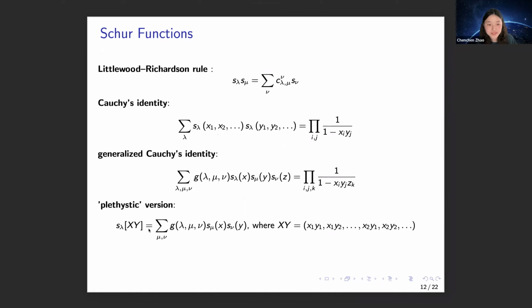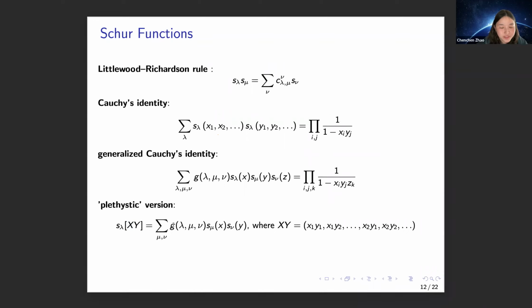And there is a Cauchy-style version of the identities. If we use, instead of x, the parameter xy, which is the product of x and y, so the contents are x1 y1, x1 y2, x2 y1, x2 y2 and so on, then S lambda of xy will be equal to the sum over partitions mu and nu of the Kronecker coefficient g lambda mu nu times S mu of x times S nu of y.